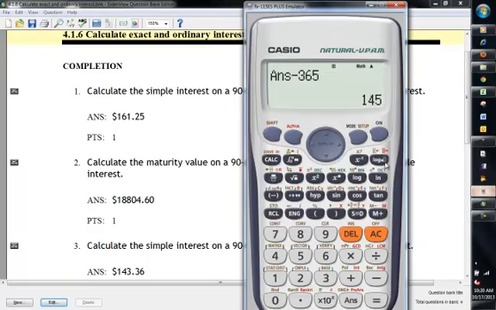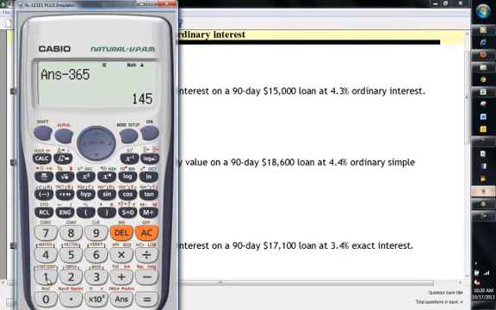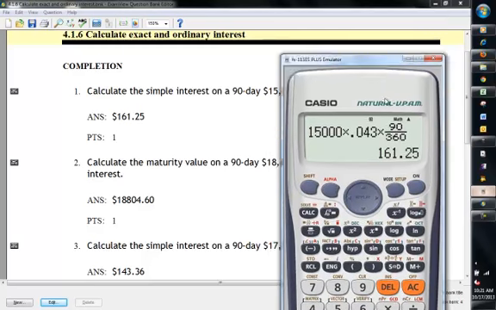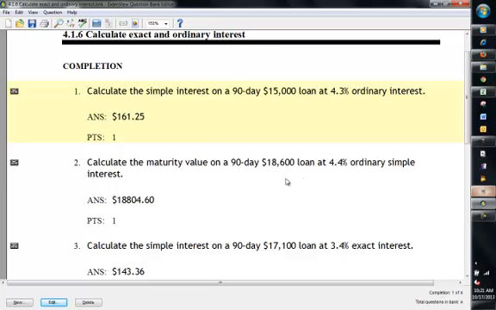So we would take interest is principal, $15,000, times rate, 0.043, times the time, and we're going to use the fraction. The numerator is 90 days. Since it says ordinary, we're going to make the denominator 360. If it said exact interest, we would make the denominator 365. And when we do, we get $161.25.